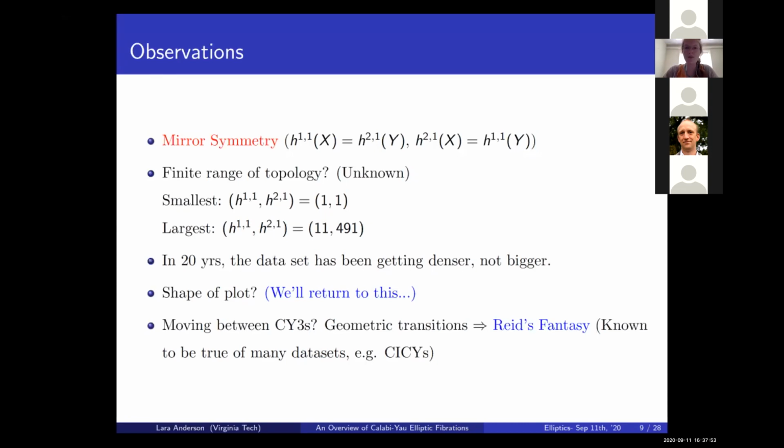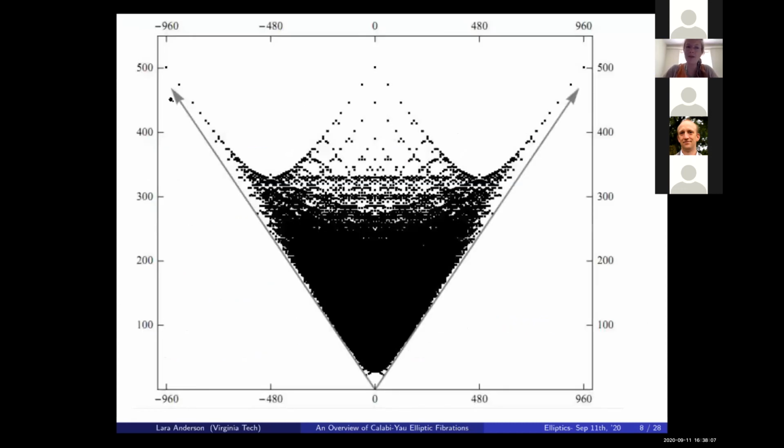In the manifolds that have been constructed to date, the smallest Hodge numbers appearing are 1 and 1, the largest 11 and 491. In 20 years of studying Calabi-Yaus, of trying to extract their properties, this data set has been getting denser and denser, but not bigger, which is to say that the boundaries of this plot have remained intact in 20 years.